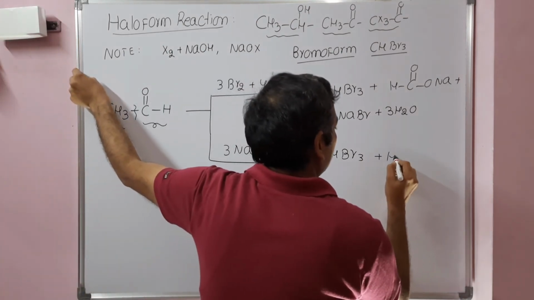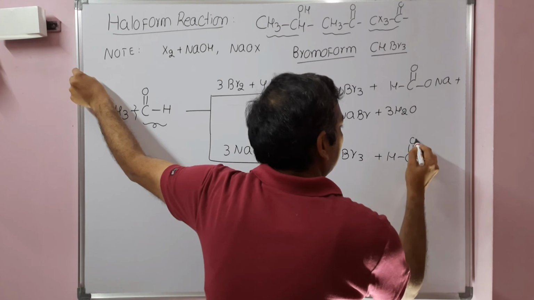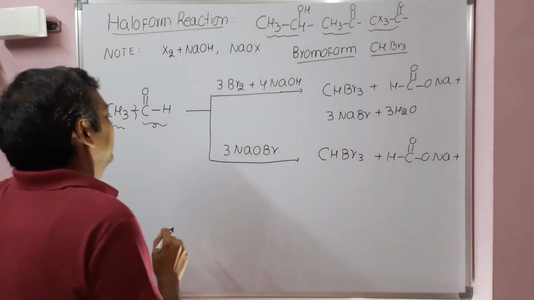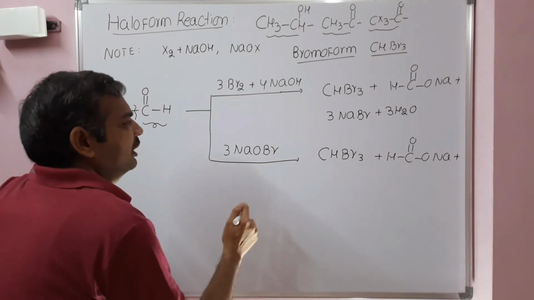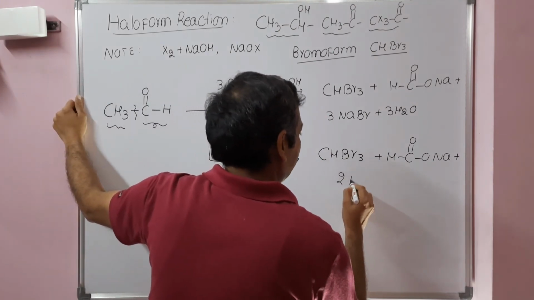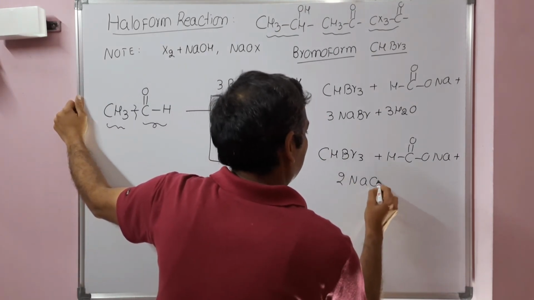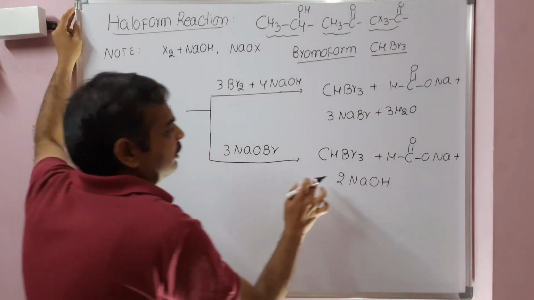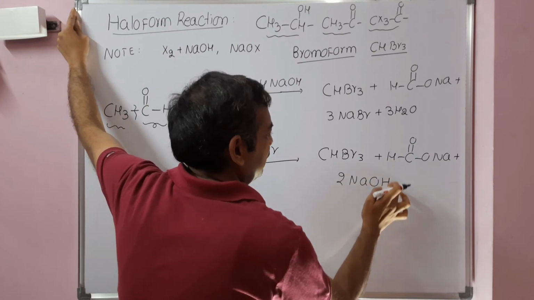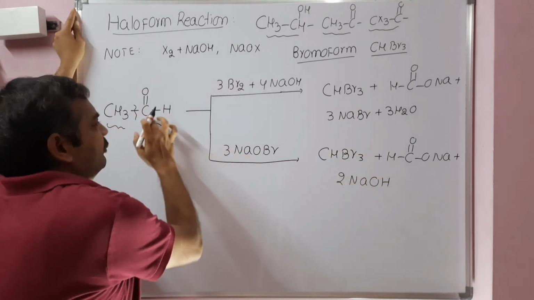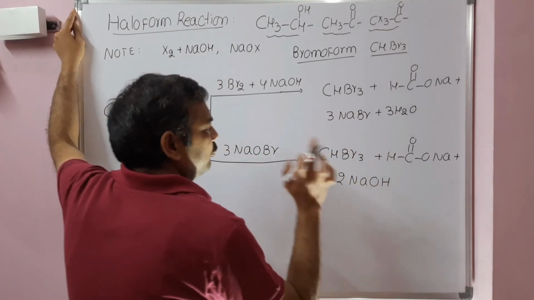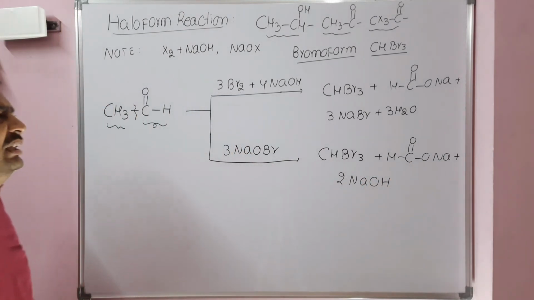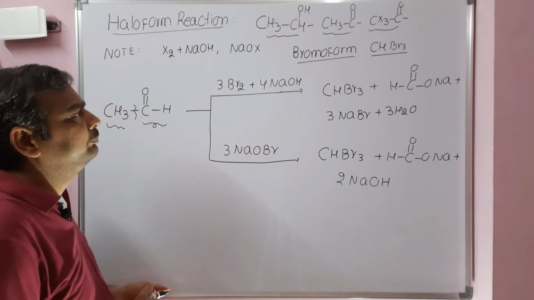Bromoform and 1 mole of sodium formate. That depends on the chain: sodium formate, and so 3 bromines is over and 2 moles of sodium hydroxide. Let's see, balancing the reaction: 4 hydrogens. So this reacts 1, 2 plus 2, 4 hydrogens, 3 plus 1, 4 oxygens, 2 plus 2, 4 oxygens, 3 sodium, 2 plus 1, it's balanced. So this is the way of preparing bromoform.